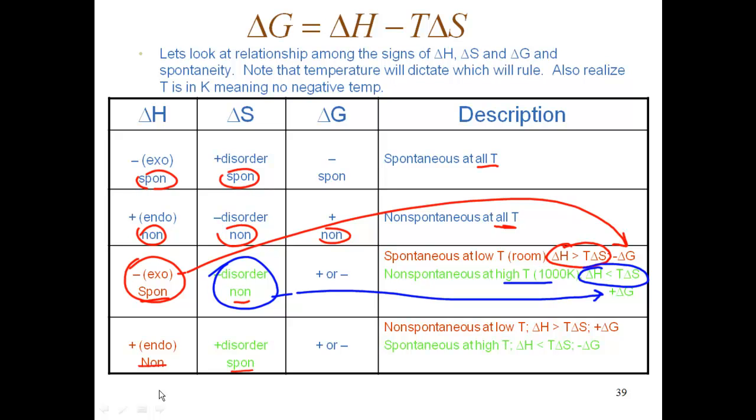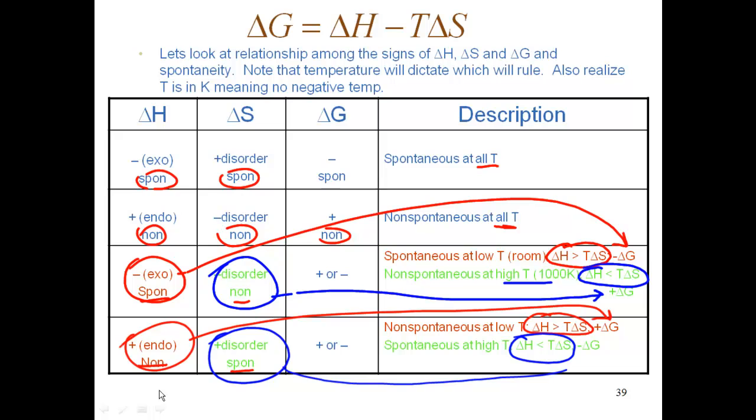If we talk about low temperatures, then we're going to say that delta H is larger than T delta S. Therefore, my endothermic process is going to dictate it, which means that I'm going to have a positive delta G, and it's going to be a non-spontaneous reaction at low temperatures. If I'm at high temperatures, my T delta S is going to be larger than my delta H, which means my disorder is going to dictate my process, which is favoring a spontaneous reaction. Therefore, I'm going to get a negative delta G, and we're going to have a spontaneous reaction.